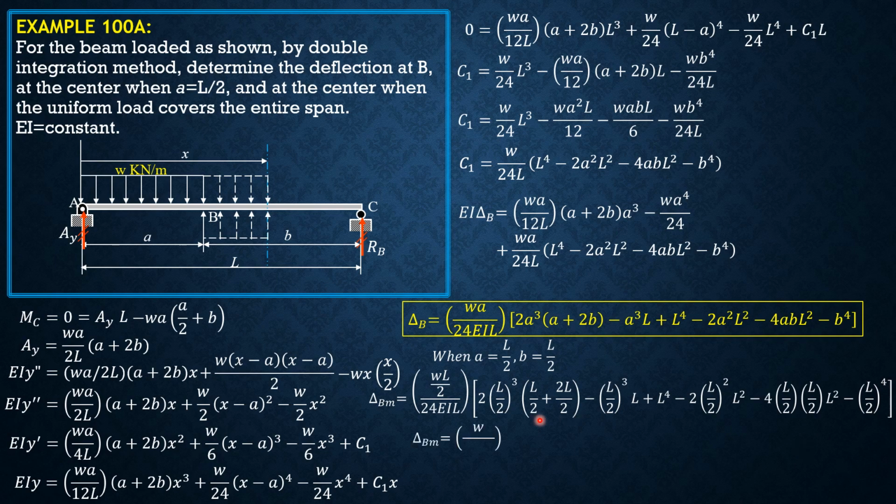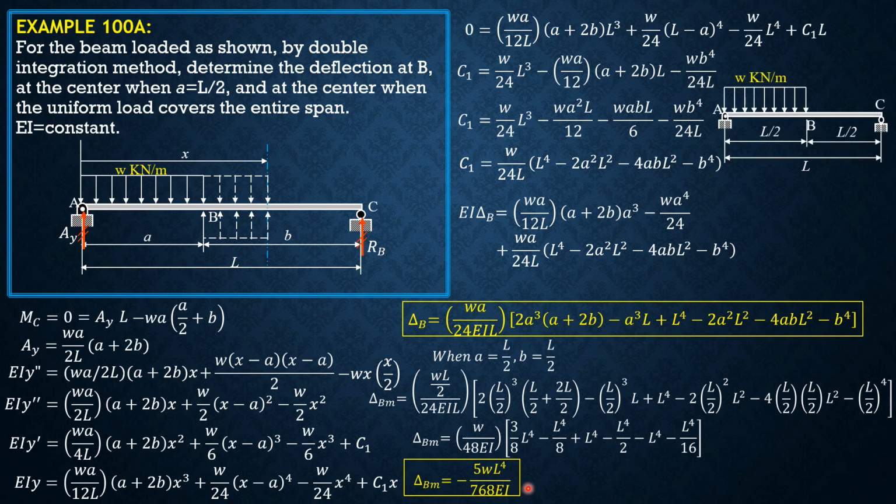So simplifying inside the brackets, delta M is WL over 48 EI, quantity 3/8 L to the fourth minus L to the fourth over 8, plus L to the fourth minus L to the fourth over 2, minus L to the fourth over 16. So combining like terms, cancel this. The result would be delta B when A is L over 2 and B is L over 2 is negative 5WL to the fourth over 768 EI, and it is represented by this loading situation here. So that's the deflection at midspan.